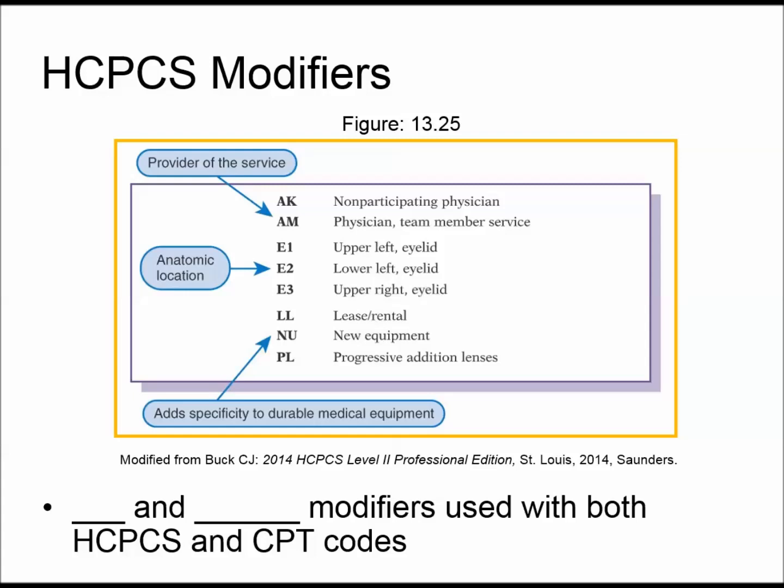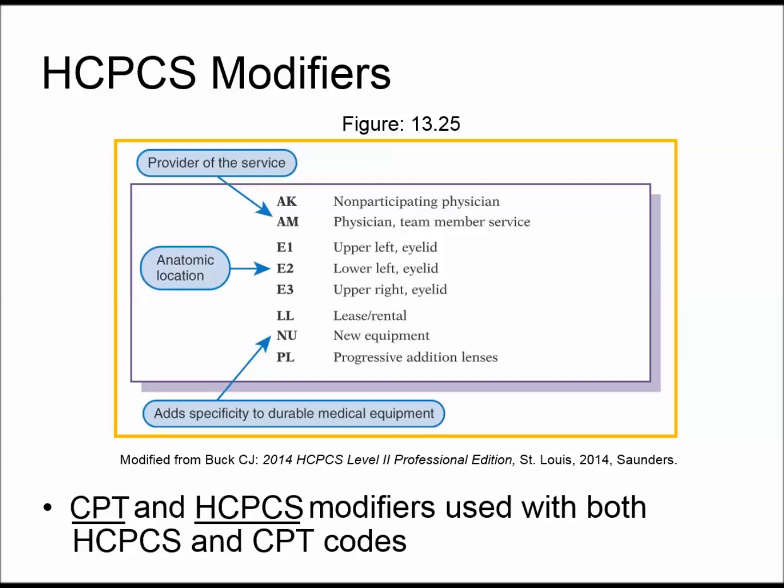Also, you have physician team member service, AM. E1 is upper left eyelid. E2, E3. Then you have LL, NU, PL. So these are all modifiers. So your CPT and HCPCS modifiers are used with both HCPCS and CPT codes.